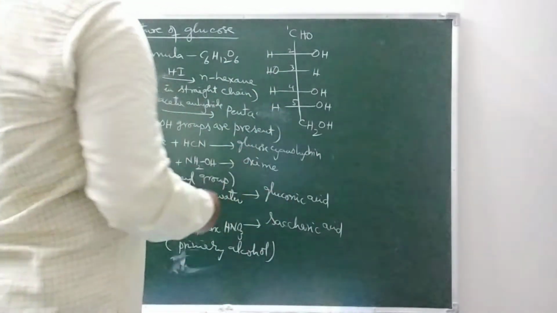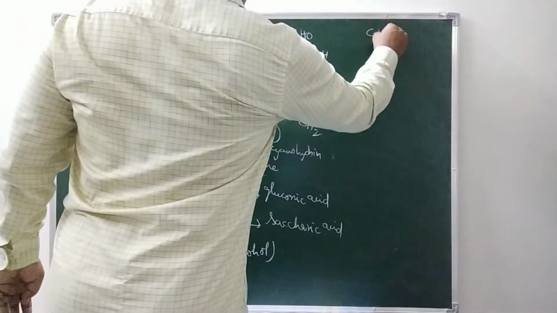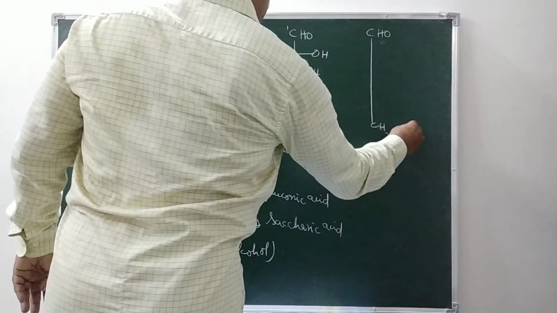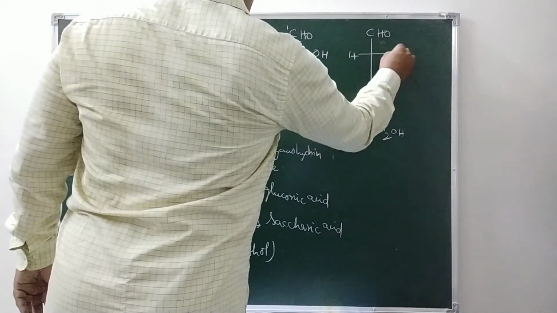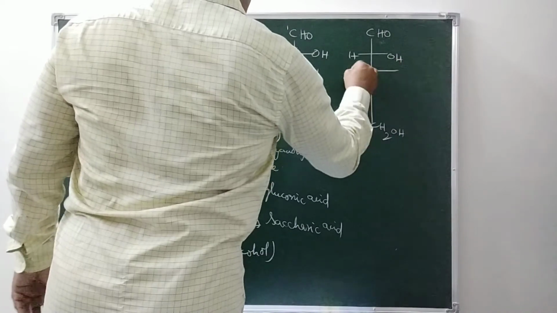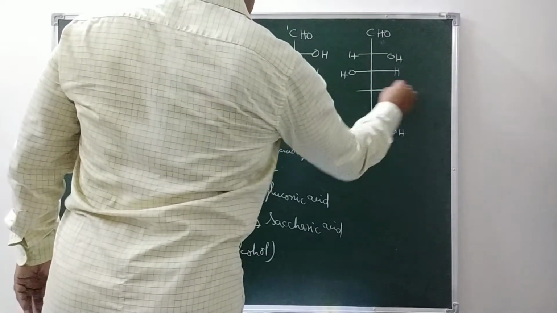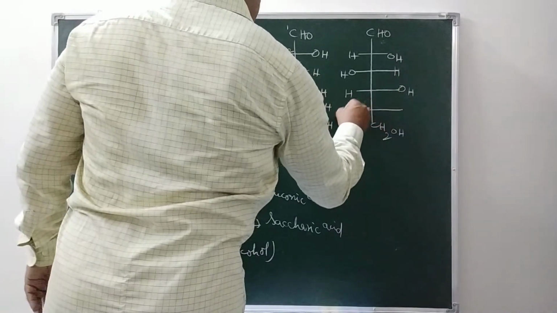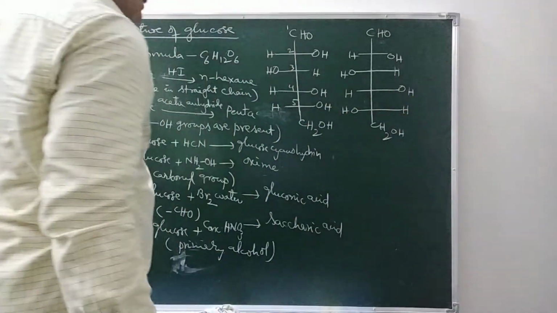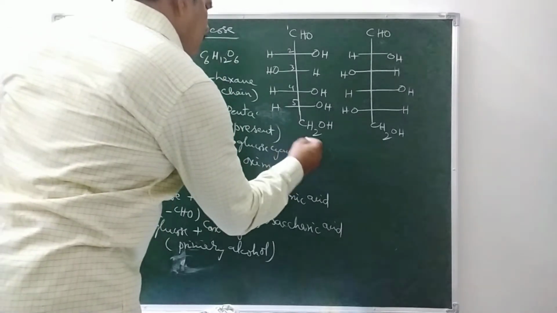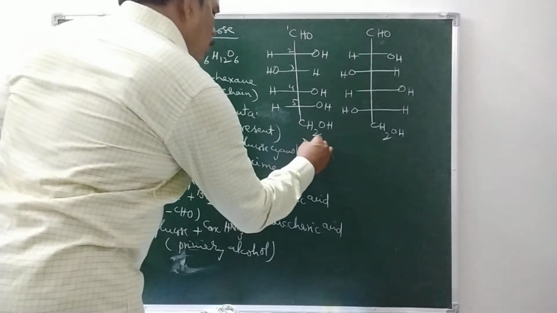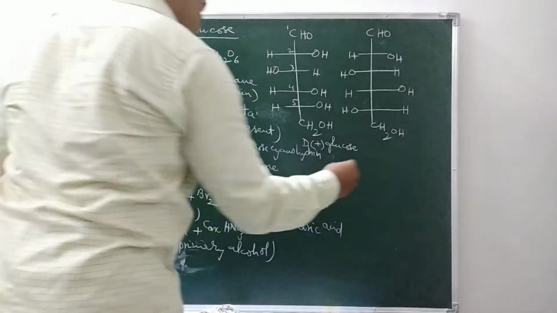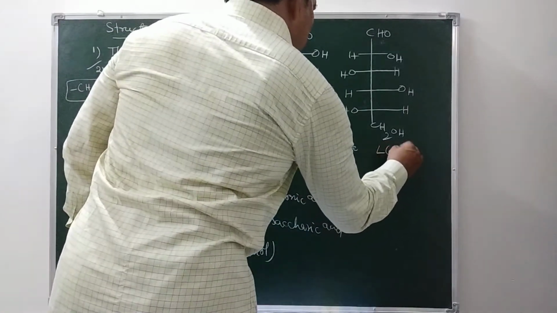There is another structure with the same functional groups, like this: H, OH, OH, H, and H, OH, OH, H. This is called D glucose, D plus glucose, and this is called L plus glucose.